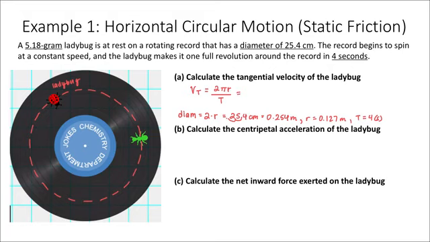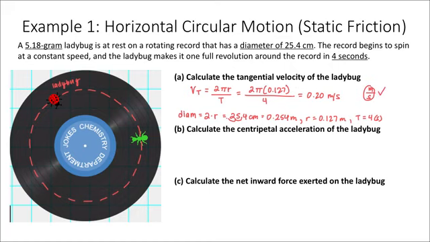So this will be equal to 2 pi times 0.127 meters divided by 4 seconds. And I'll go ahead and drop my units here. Plugging this into my calculator, I will get a tangential velocity of about 0.20 meters per second. And just a quick units check here. Radius was in meters and time period was in seconds. So there we go. My units should be meters per second. All right, we're good.